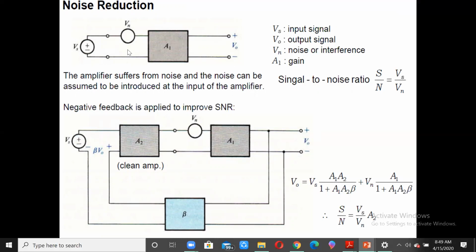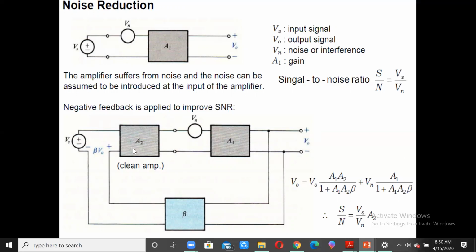Then the signal to noise ratio is generally written as S by N. The signal is our Vs at the input, and the noise is Vn, so Vs by Vn is the signal to noise ratio at the input side. Equally well, the output signal V0 will become A1 into Vs, and the output noise will become A1 into Vn. Therefore, the output signal to noise ratio also will become Vs by Vn.